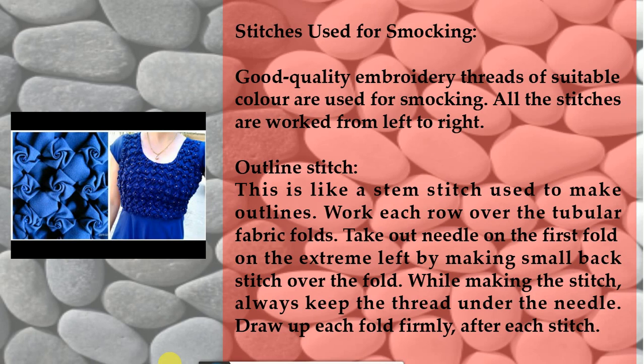Stitches used for smocking. Good quality embroidery threads of suitable color are used for smocking. All the stitches are worked from left to right. Outline stitch. This is like a stem stitch used to make outlines. Work each row over the tubular fabric folds. Take out needle on the first fold on the extreme left by making small back stitch over the fold. While making the stitch, always keep the thread under the needle. Draw up each fold firmly, after each stitch.